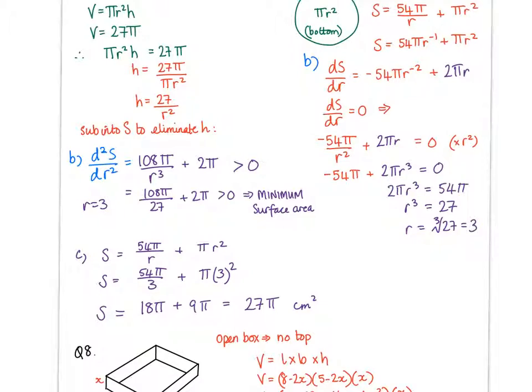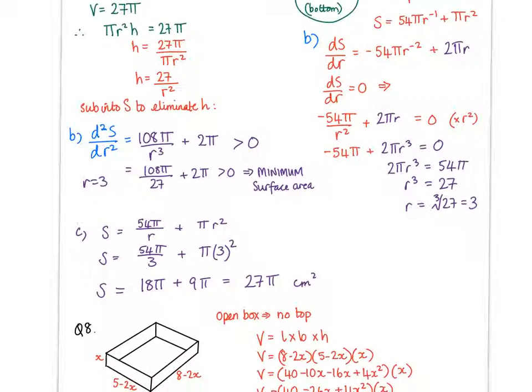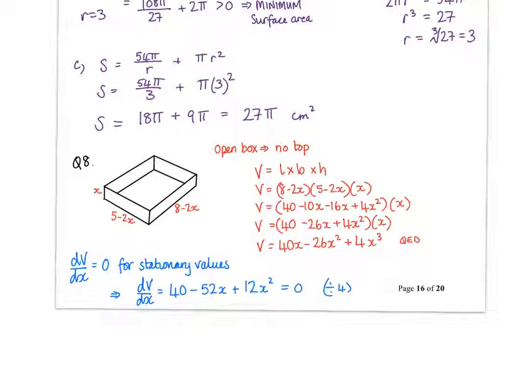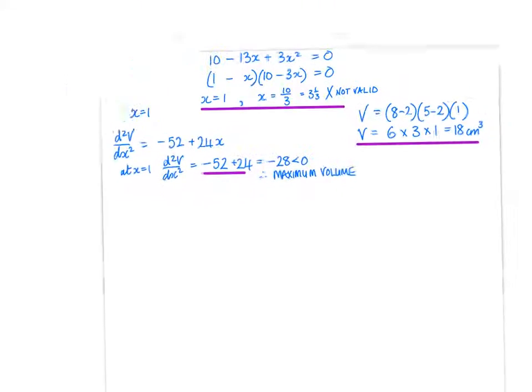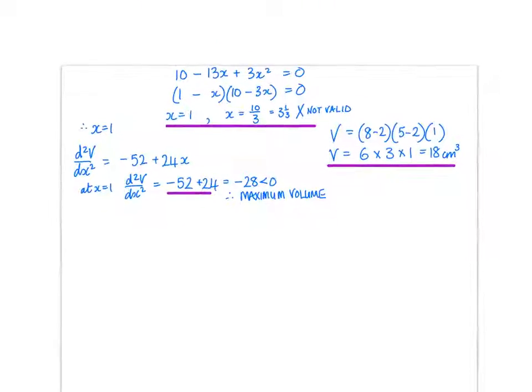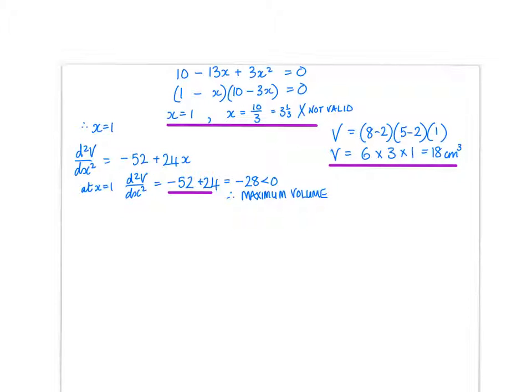That was question 5, and then moving on to the last one, very similar to that last example that we had. Check your answers there. I'll move on to the next page for question 8, the remainder of it. And you can see there, the 3 1/3 is not valid. It will give you a negative length, so x is equal to 1, and pop that back in.